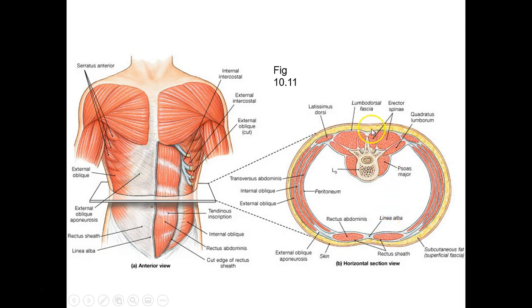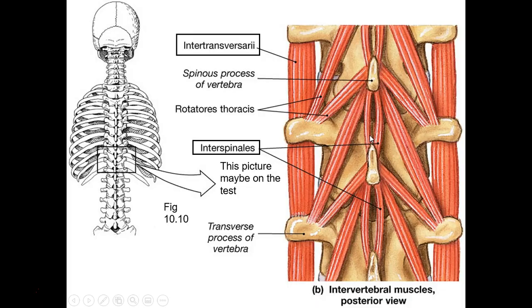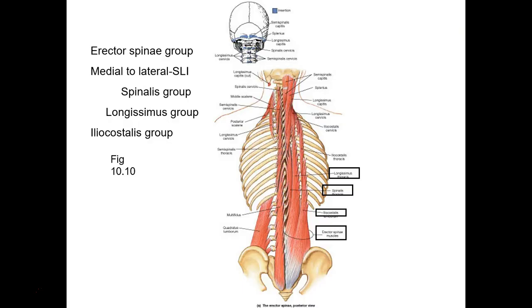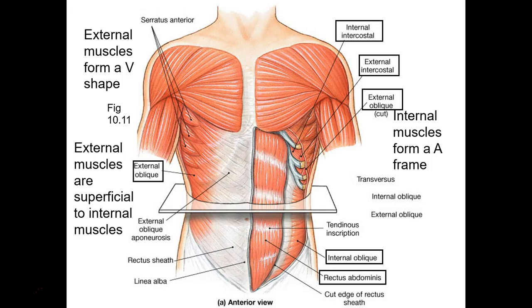Probably not going to do the Erector Spinae group from this angle. I just don't like it, but you can see them. Generally, when I do Erector Spinae, it's a longitudinal view like this. Okay. All righty. So far, so good. Don't forget rectus sheath. It's kind of like an aponeurosis. And don't forget the Linea Alba, the white line.